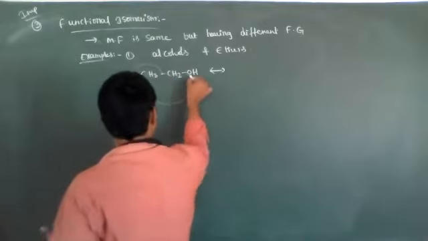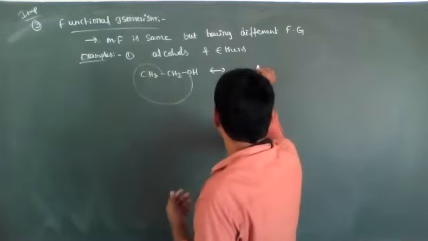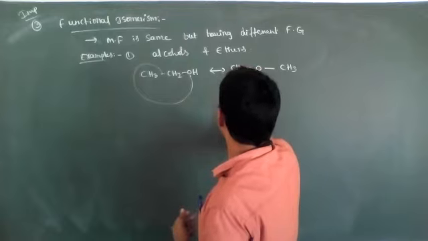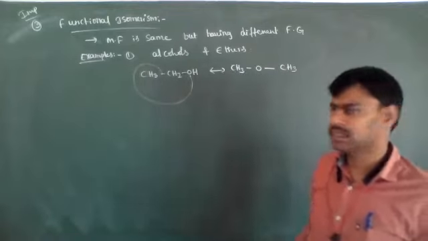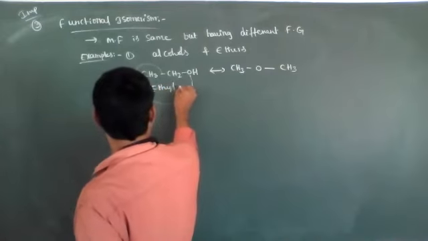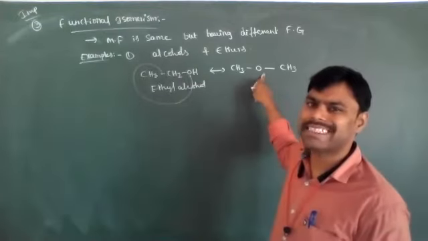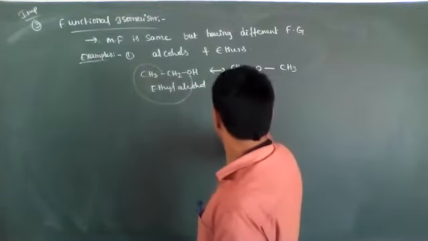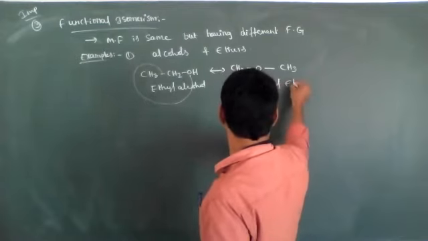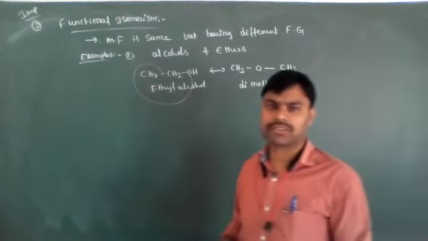Functional group isomer means you just have to exchange one CH3 group towards the oxygen atom side. Ethers means 2 alkyl groups are connected with an oxygen atom. This is ethyl alcohol. The common name of this compound is ethyl alcohol. Its common name is dimethyl ether. So both are functional group isomers.